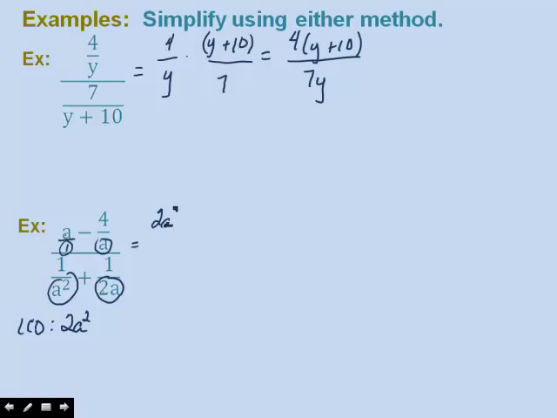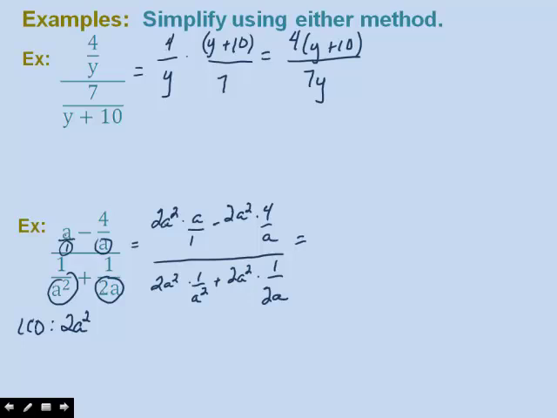We're going to take that 2a squared times each of our rational expressions. So we have 2a squared times a over 1 minus 2a squared times 4 over a. And in the denominator, we have 2a squared times 1 over a squared plus 2a squared times 1 over 2a. Remember when you're doing this that you're taking the LCD times each different rational expression. In this case we had 4 different ones, so we have to take it times each one separately. And then we'll do our canceling.